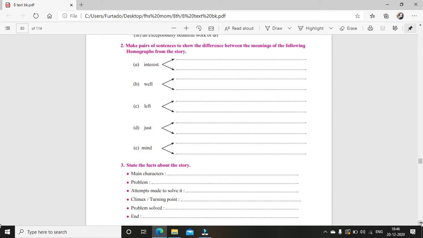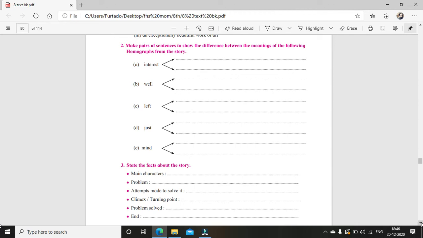The next word is left, that is your right and your left. My house is on the left of the main road. Next, left will be, she left the class in the middle of the lecture. Two different lefts, same word left but meanings are totally different. In the same way, just: he is a just man, or the king ruled justly, in a just manner. Or I just finished my homework, that is the second just.